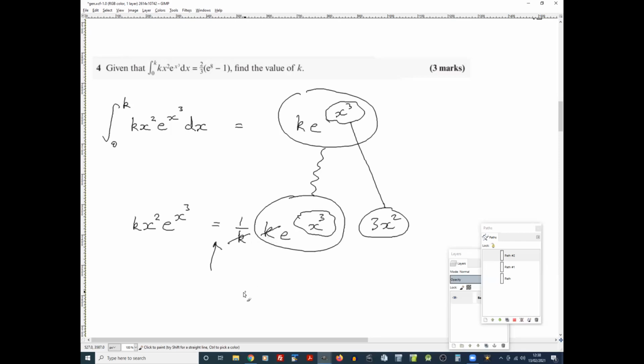Yes, that's still not equal. But then you'd get 3 over k on that side. On which side? Here? This, we can't change that. No, that's given. No, on the 3x squared side. Right.